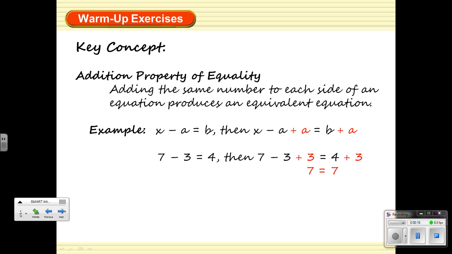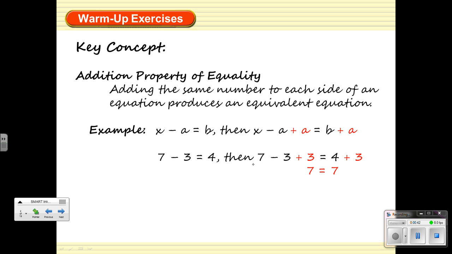The addition property of equality. That states that adding the same number to each side of an equation produces an equivalent equation. Algebraically, we show it right here: x minus a equals b, then x minus a plus a would equal b plus a. So it's showing that if we add a to both sides, we still have equivalence.